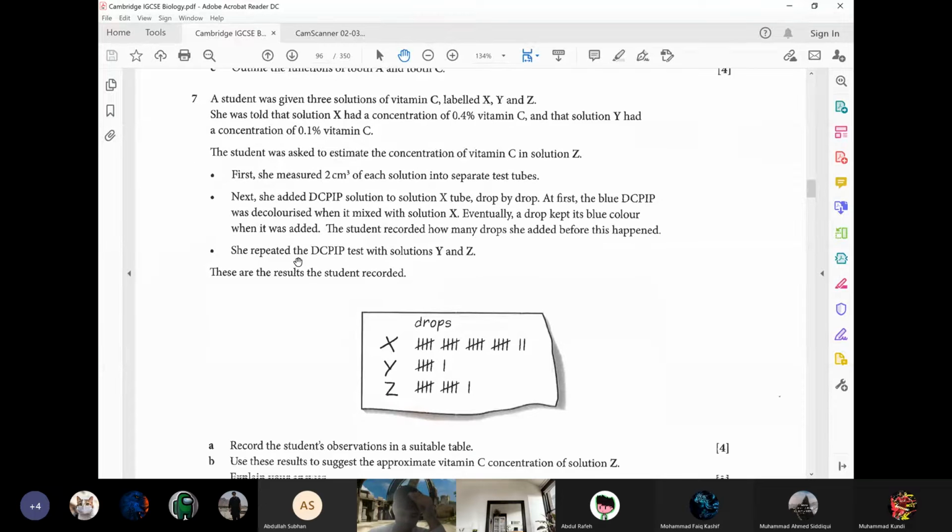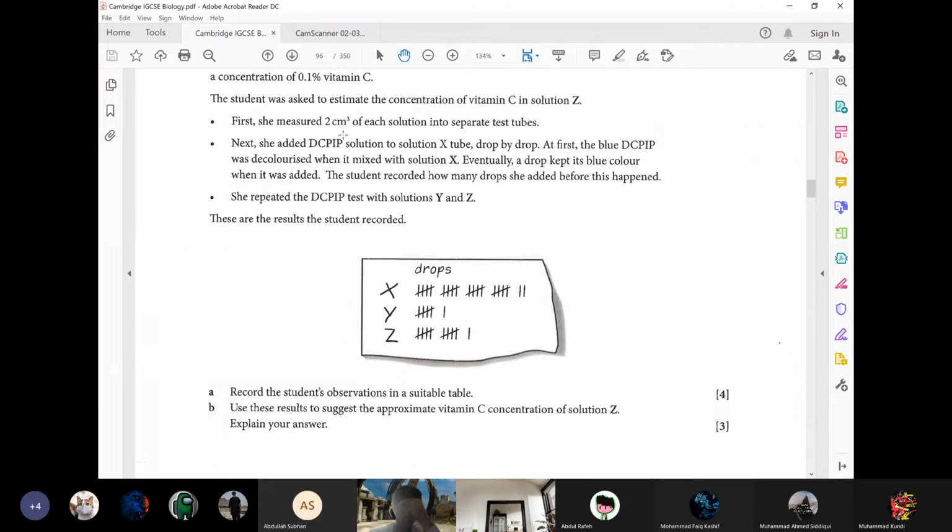First, she measured 2 ml. Now, let me tell you this cubic centimeter means ml. 2 cubic centimeter of each solution into separate test tubes. Next, she added DCPIP solution to solution X tube. Let me tell you that this DCPIP solution is actually an indicator. You guys have learned about indicators in chemistry. An indicator is a chemical that helps us to find out when a chemical reaction is complete. Do you know this, boys, or not?